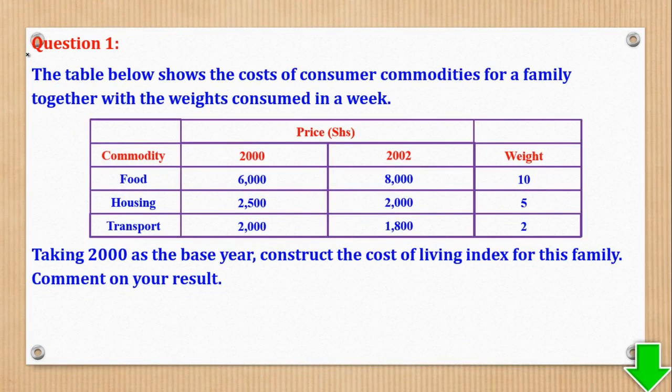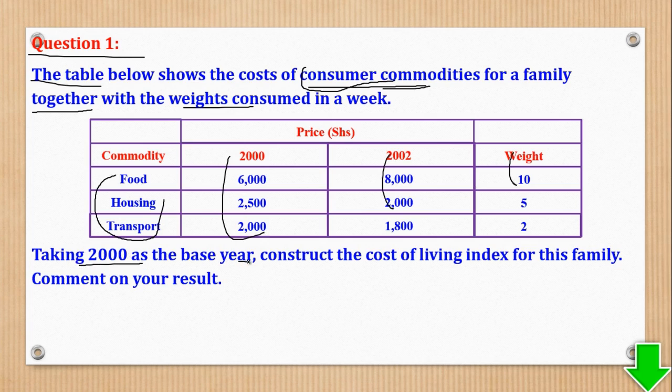So with that, we shall go through these questions. Question 1. The table below shows the cost of consumer commodities for a family together with the weights consumed per week. Like I told you, the difference between weighted average and cost of living is that these commodities here are consumer commodities. So, like for example, you can see food, housing, transport. Then the prices in 2000, prices in 2002, and the weights. Then they say, taking 2000 as the base year, construct the cost of living for this family and comment on your result.